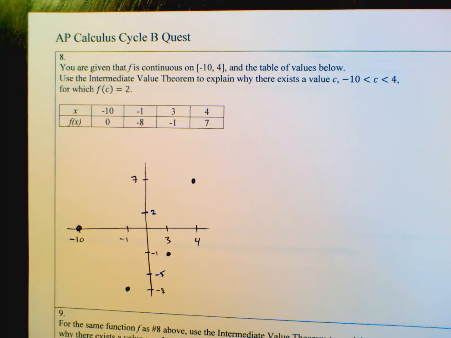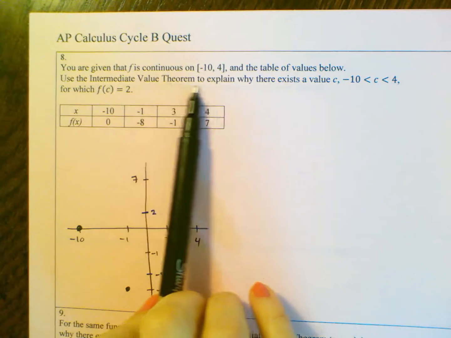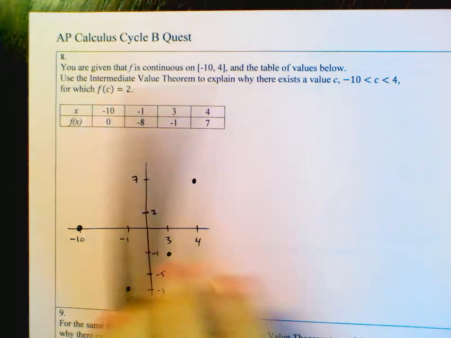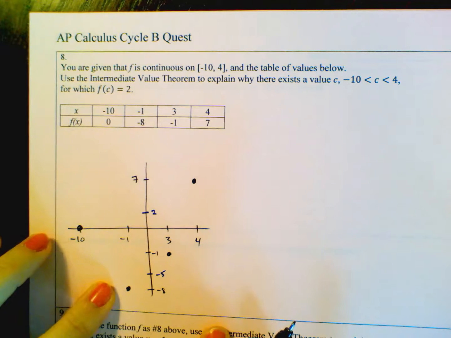Okay, guys, so here's the rest of the cycle B quest. You're given that f is continuous on this closed interval, -10 to 4, in the table of values below. Use the intermediate value theorem to explain why there exists a value c between -10 and 4 for which f of c is 2. So here's a little visual.